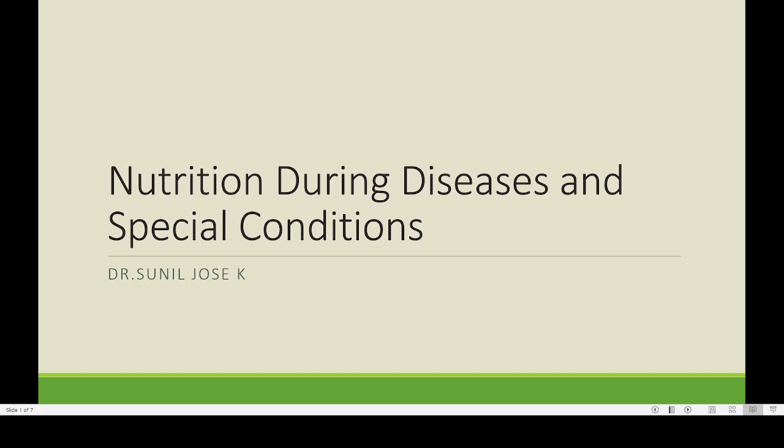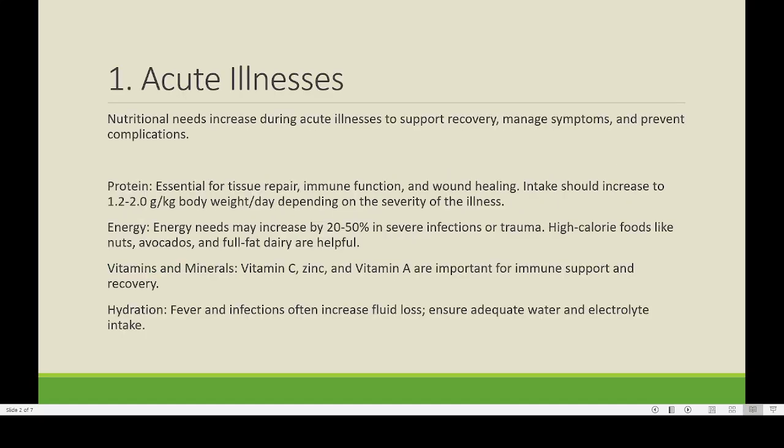In this topic, we will be discussing the nutritional requirements at the time of disease and during certain special conditions. As far as disease is concerned, one is acute illness, with high fever and other symptoms. Nutritional needs increase during acute illness to support recovery, manage symptoms and prevent complications. That is one important feature of acute illness, especially protein, energy, vitamins, minerals and hydration.